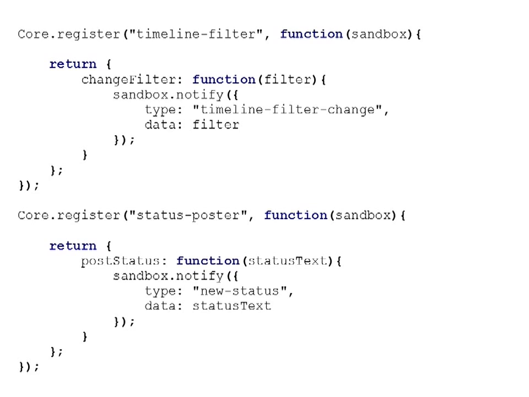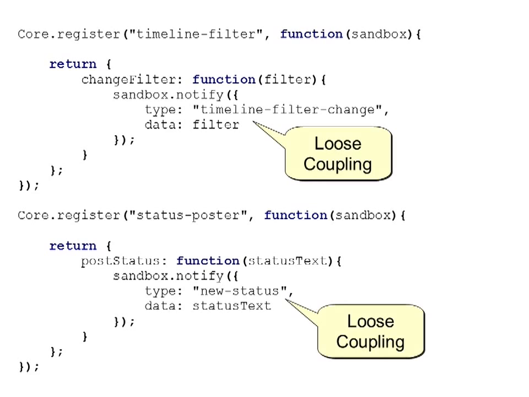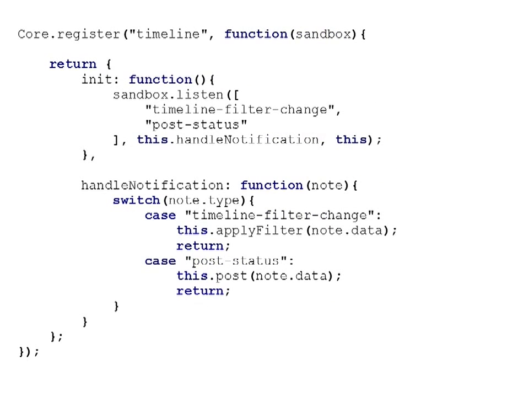That's also going to notify that there is a new status. It's not telling the timeline directly about this. It's just saying, hey, if anybody out there is interested, there is a new status that was available. Here it is. Do with it as you please. So that's loose coupling. Right? It doesn't know about the timeline itself.